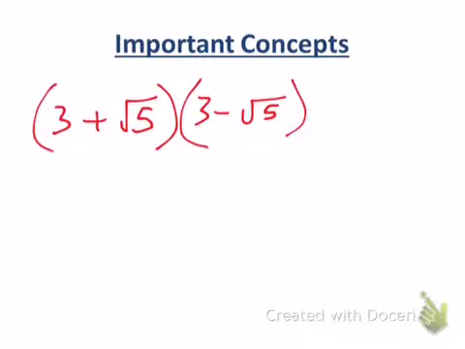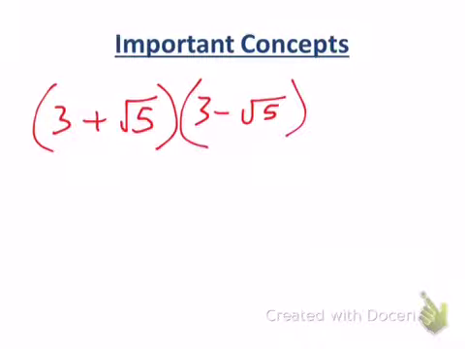What kind of number is 3 plus the square root of 5? Irrational. It's an irrational number. 3 minus the square root of 5 is an irrational number. So we can multiply two irrational numbers and get a rational number.